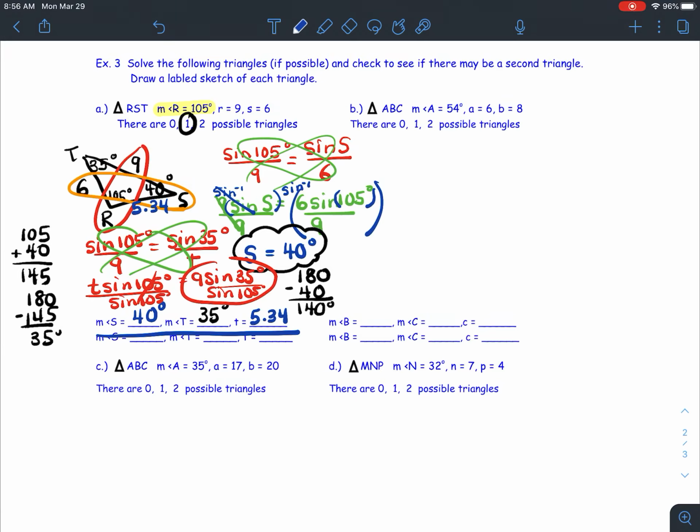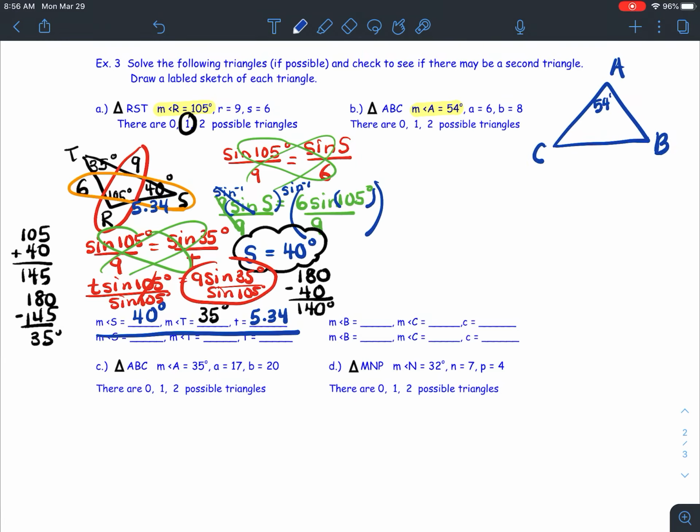Okay, this is triangle ABC. Let's look at the one angle we're given. This is an acute angle. Okay, this is an acute angle here. So with this acute angle, these don't have to be drawn to scale here at all. Okay, I'm just going to label my vertices ABC.